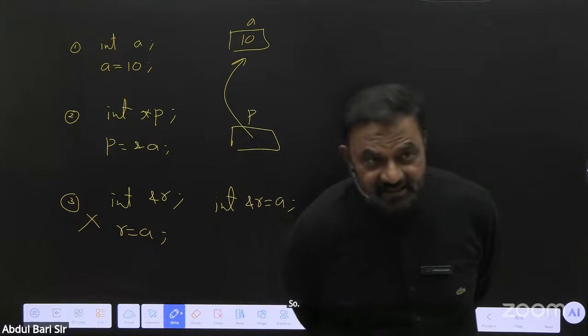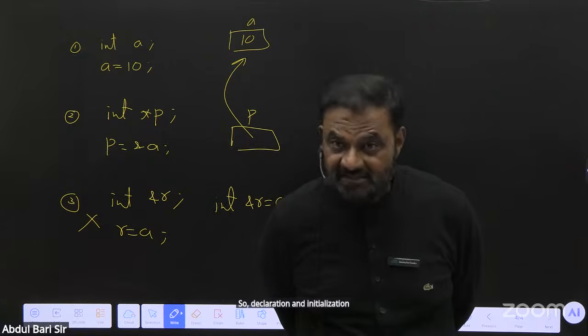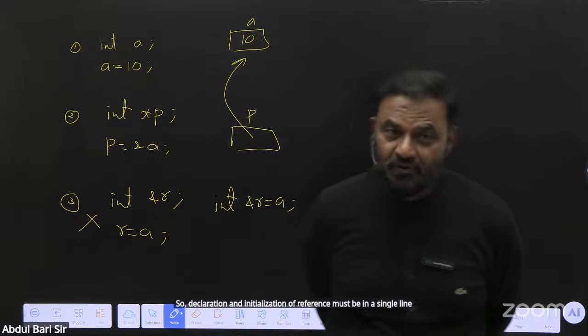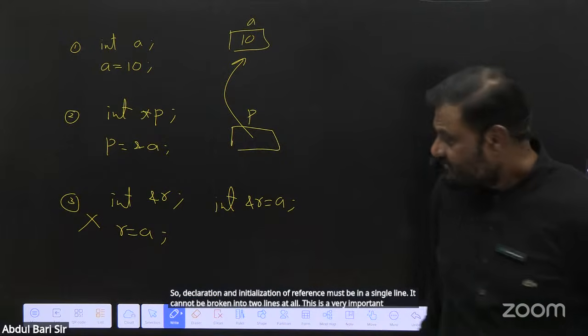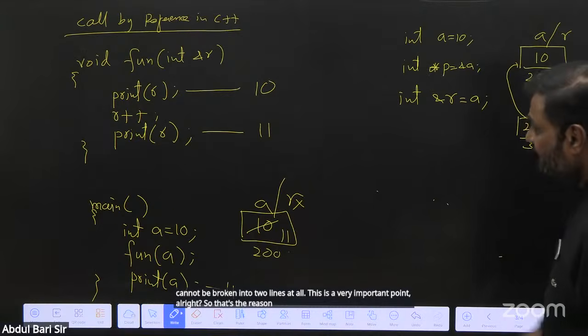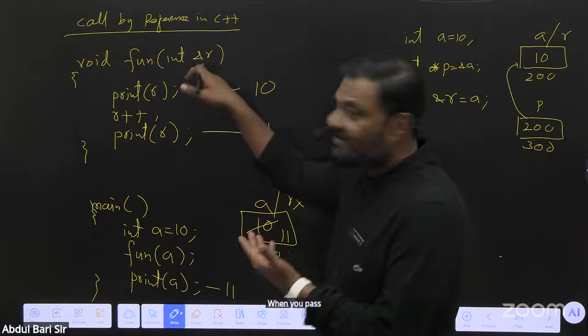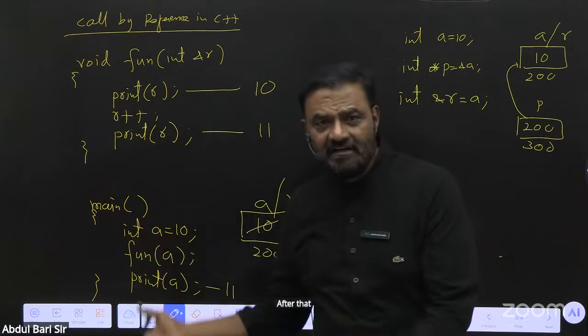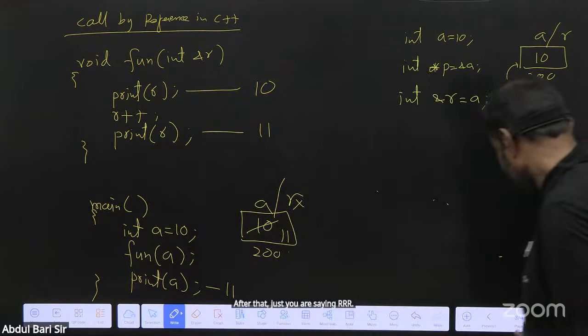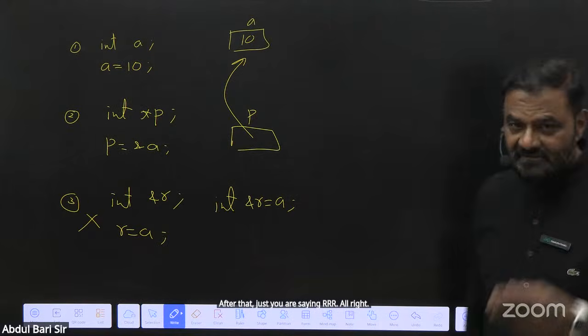So declaration and initialization of reference must be in a single line. It cannot be broken into two lines at all. This is a very important point. So that's the reason. See, when you pass a from here, that is taken in r. That's all. After that, you are just saying r, r, r. All right. Now, let me finish.